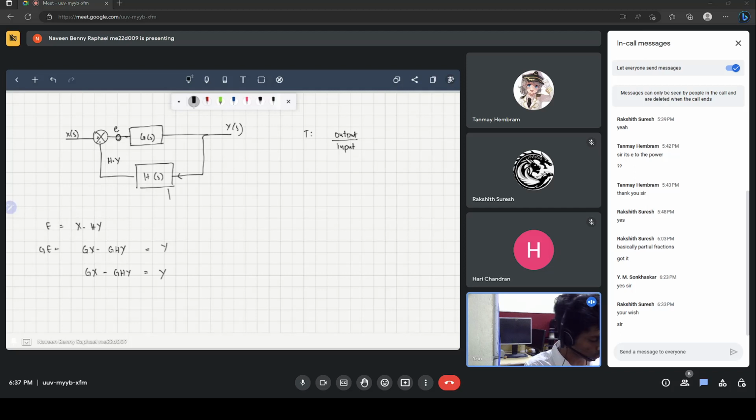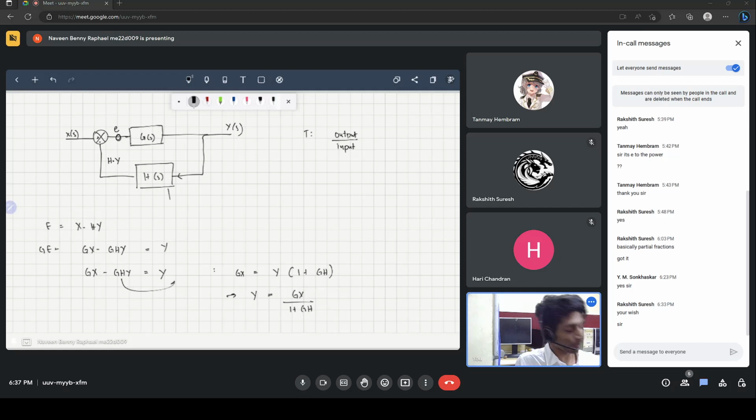This allows us to solve for y in terms of x. So if I take this side, we have gx is equal to y into 1 plus gh. Therefore we have y is equal to gx by 1 plus gh. And the absolutely fantastic part about this is that it is another rational function.